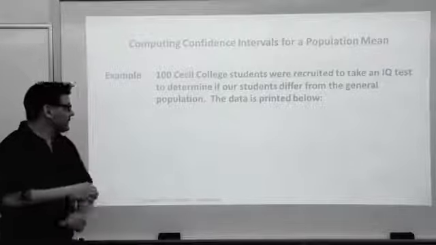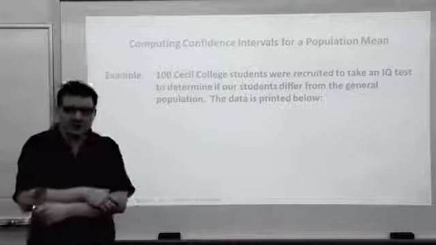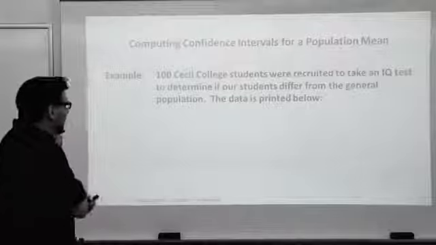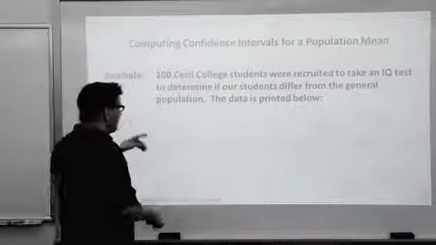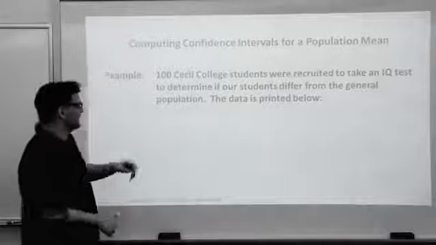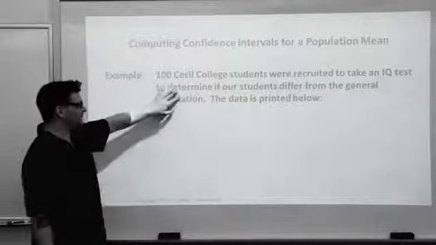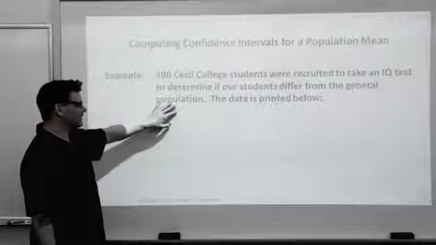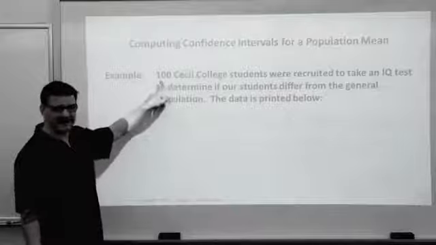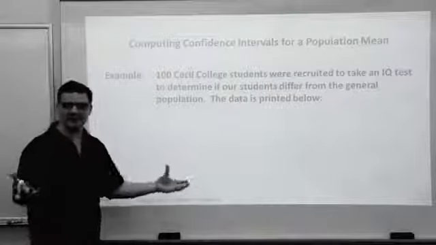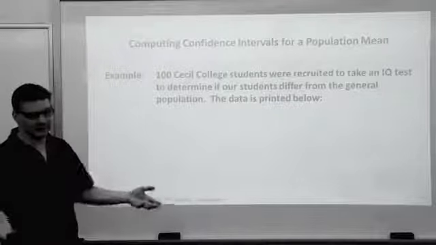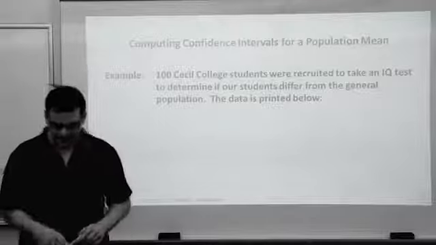Here's the example. Suppose 100 Cecil College students were recruited to take an IQ test. We'd like to determine if Cecil College students have a mean IQ that differs from the general population. So sample size is 100. The mean IQ in general is also 100. Those are just coincidentally the same. You can see it in your notes.